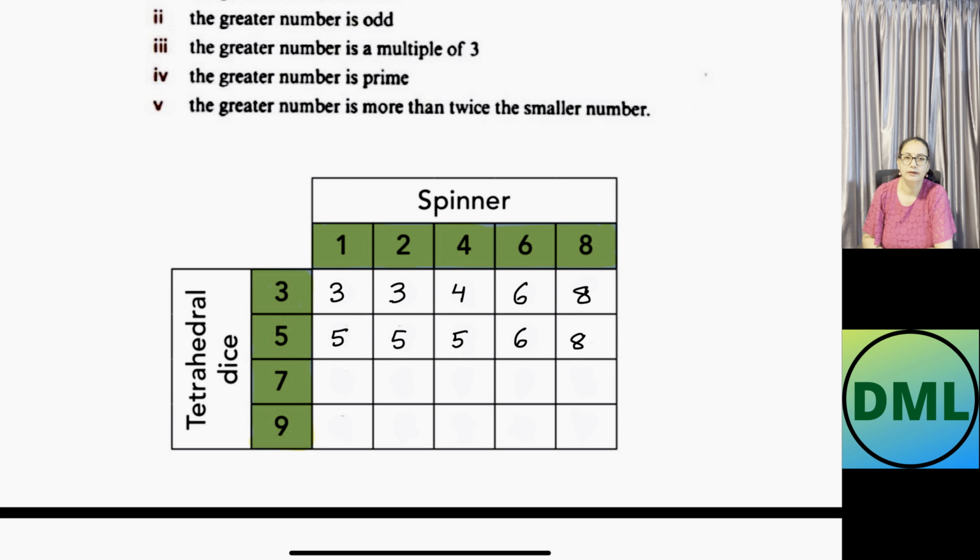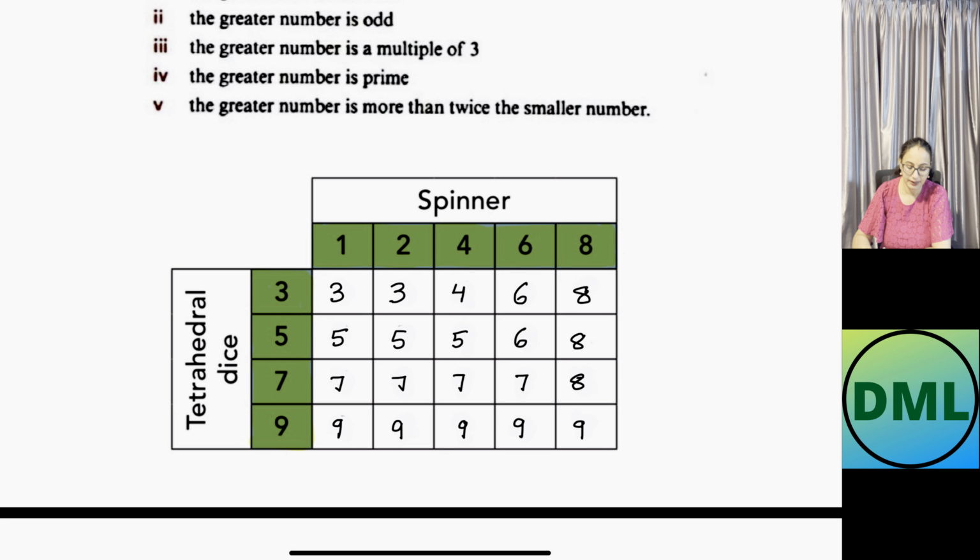7 and 1. 7. 7 and 2. 7. 7 and 4. 7. 7 and 6. 7. 7 and 8. 8. 9 and 1. 9. 9 and 2. 9. 9 and 4. 9. 9 and 6. 9. 9 and 8. 9. This is my sample space.